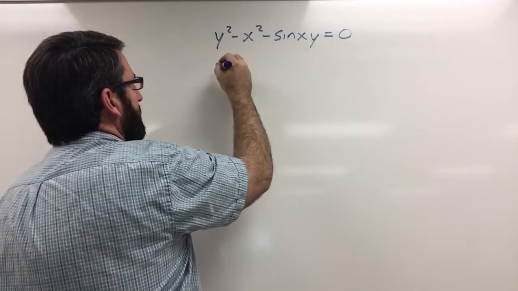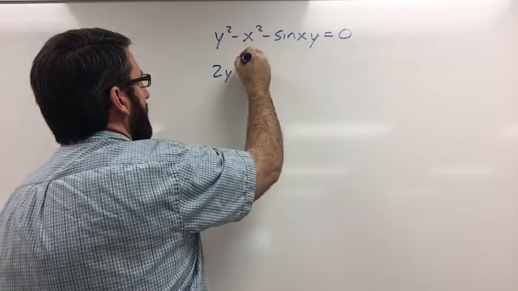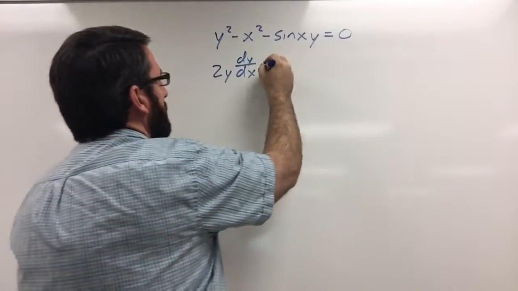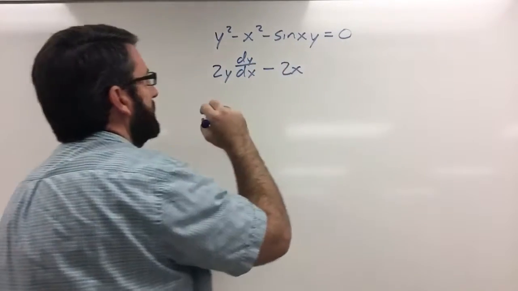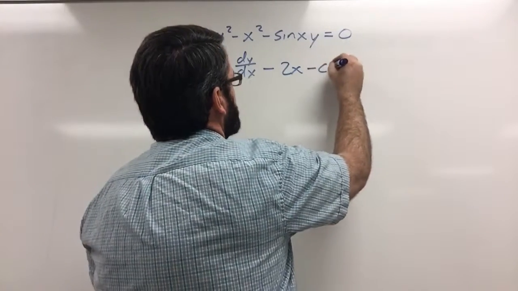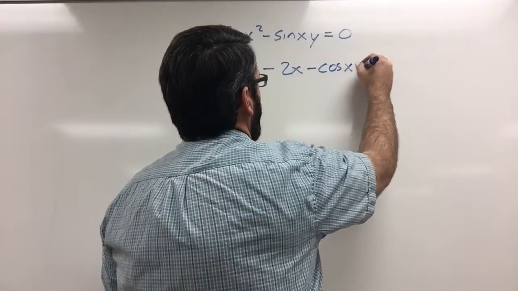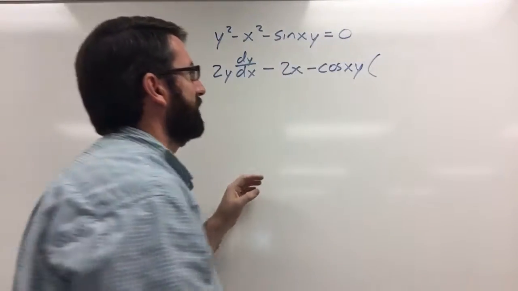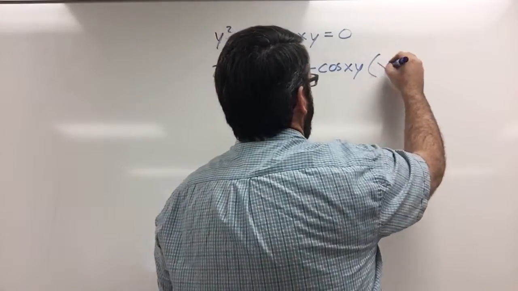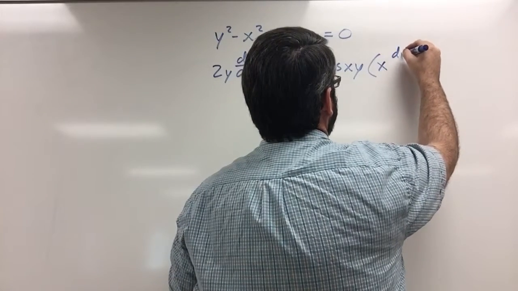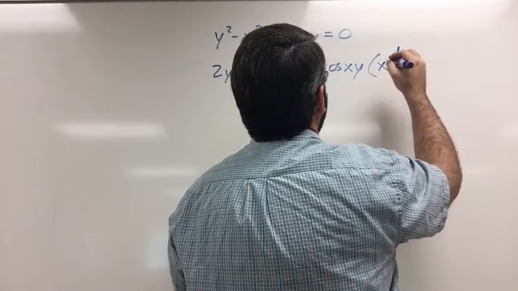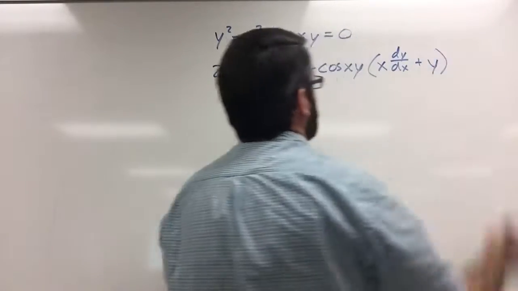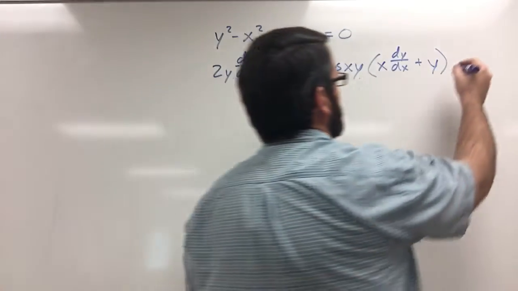So this is going to be 2y times dy/dx minus 2x minus cosine xy, and then we're going to have to use the product rule for xy. That's going to be x times dy/dx plus just y. And that's going to be equal to 0.